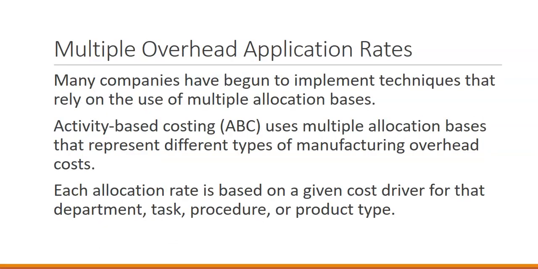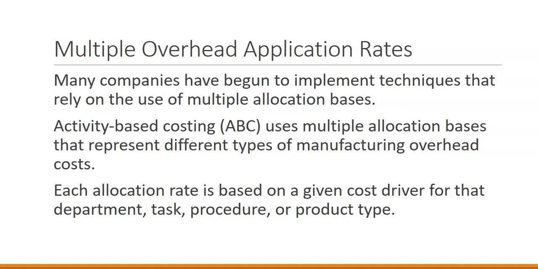We can also have multiple overhead application rates. This is called activity-based costing. Or we also have department allocation, task allocation, product allocation, procedure allocation, or activity-based allocation. They all use multiple allocation bases. In the first example we talked about, that was a single allocation rate. We took $100,000 divided by our 1,000 direct labor hours, and we applied it based on the number of direct labor hours each job or product used.